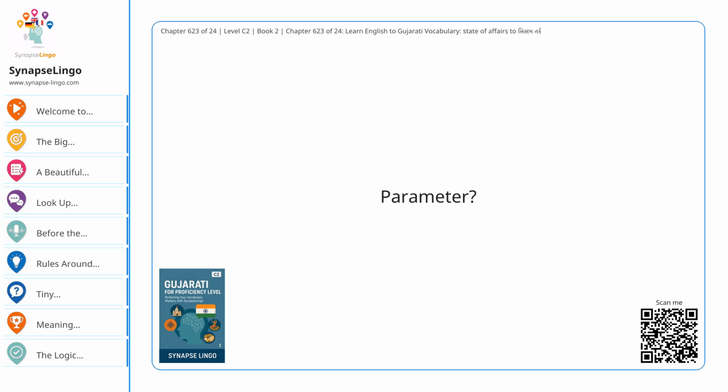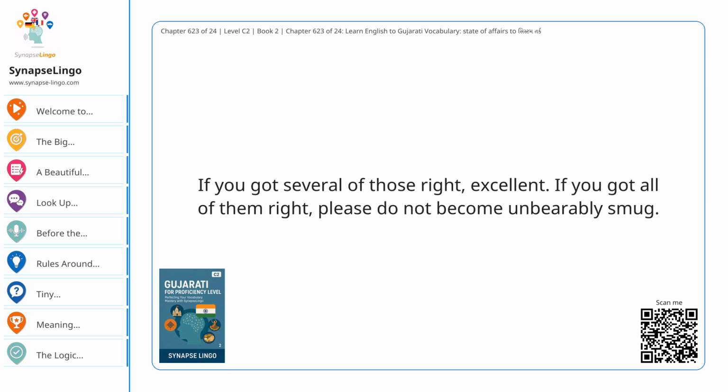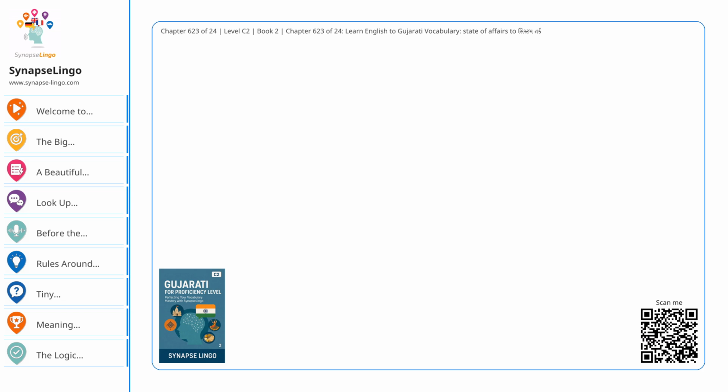Framework condition? રાહત શરત. Parameter? પરિમાણ. Functional context? કાર્ય સંદર્ભ. System logic? સિસ્ટમ તર્ક. If you got several of those right, excellent. If you got all of them right, please do not become unbearably smug. Do. You earned it. Goodbye, smart human.